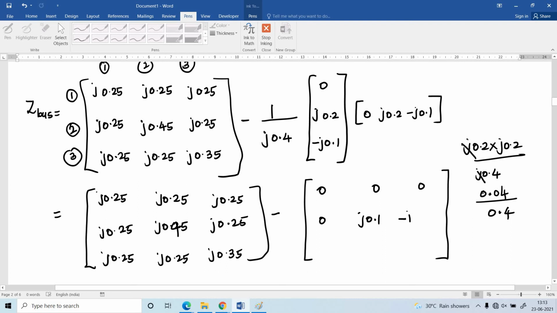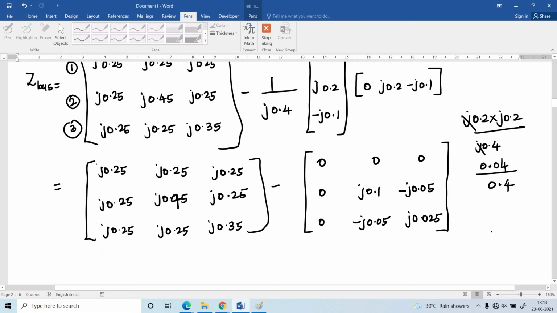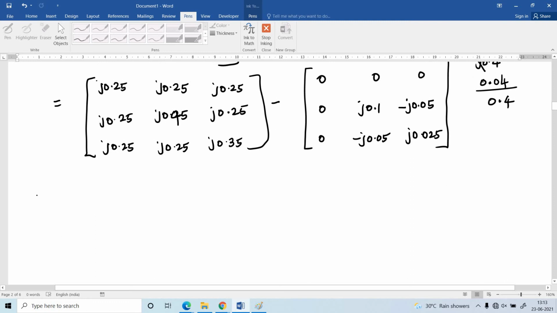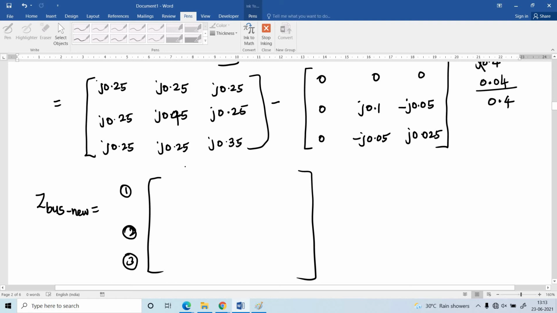I'll get the answer: minus j0.05, 0 minus j0.05, j0.025. After that, subtract this. We'll get the new ZBUS value. So ZBUS new is equal to, we have to subtract this. I'll get the 3 cross 3 matrix.